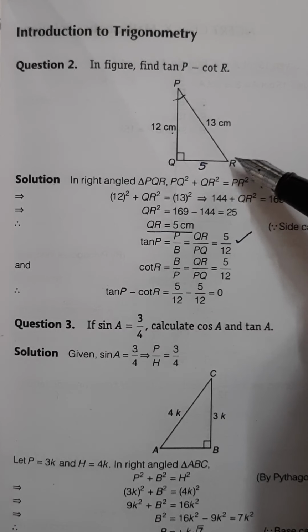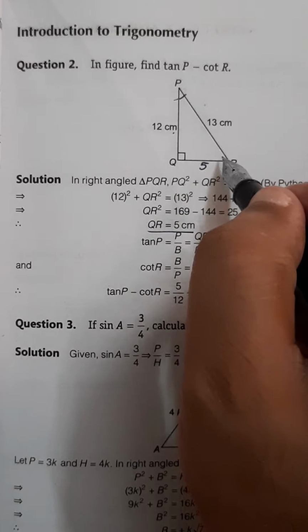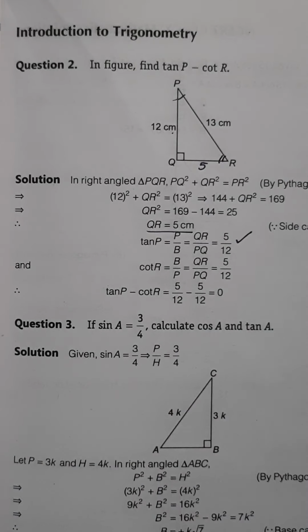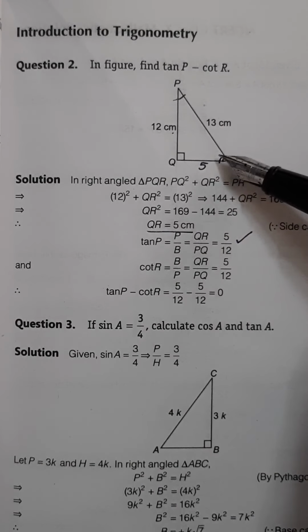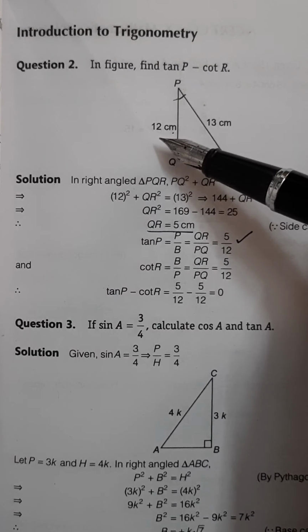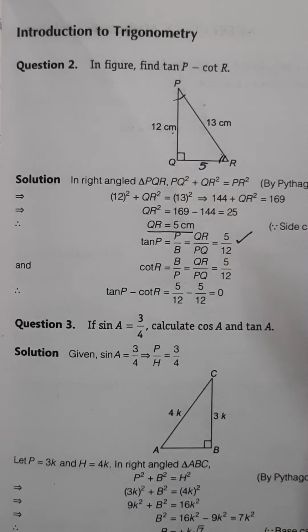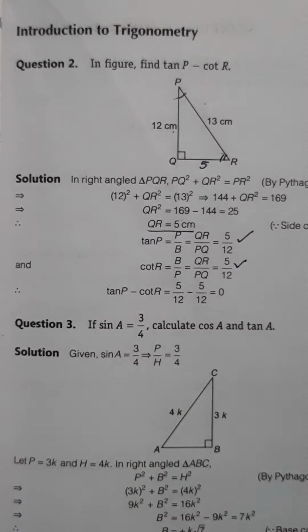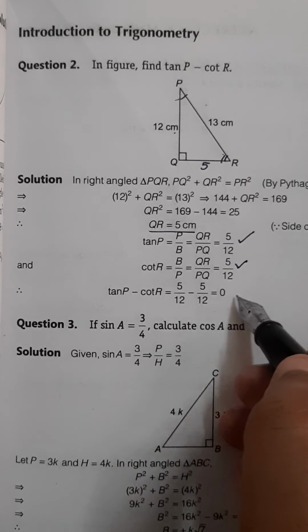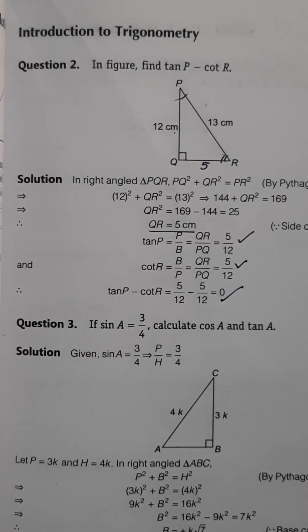And then we have to find out the value of cot R. When you are talking about R, this is the angle. So cot R is base by perpendicular. So for R, this is the base, this is the perpendicular. So cot R will be 5 upon 12. So the values of tan P and cot R are the same. So 5 by 12 minus 5 by 12, you will get the answer as 0.